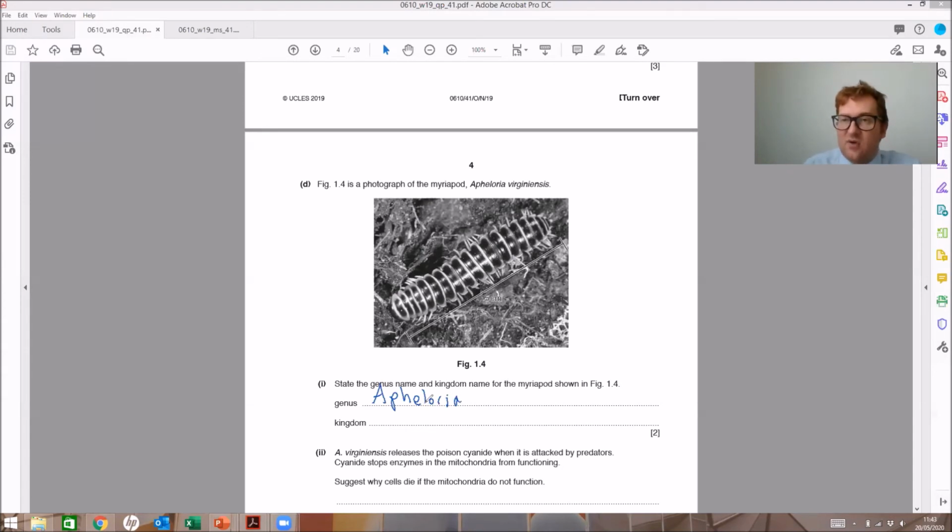And the kingdom, well, we only have an option of animal, plant, fungi, protoctist, and prokaryote. And this is in the animal kingdom. The kingdom animal, Animalia, should we say, is fine.